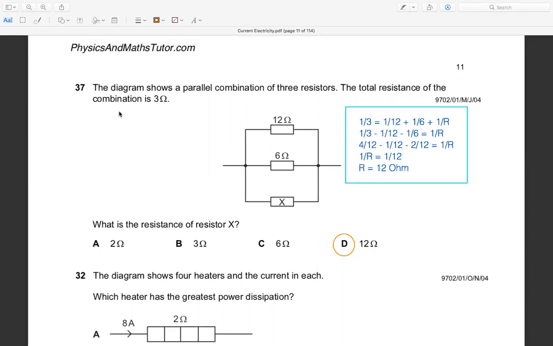Number 37 is about parallel resistor. The parallel formula is 1 over R equals to 1 over R1 plus 1 over R2 plus 1 over R3. We put this number in here, that R combination is 3, 1 over 12, 1 over 6, and 1 over R. So after we calculate this, R equals to 12 ohm.